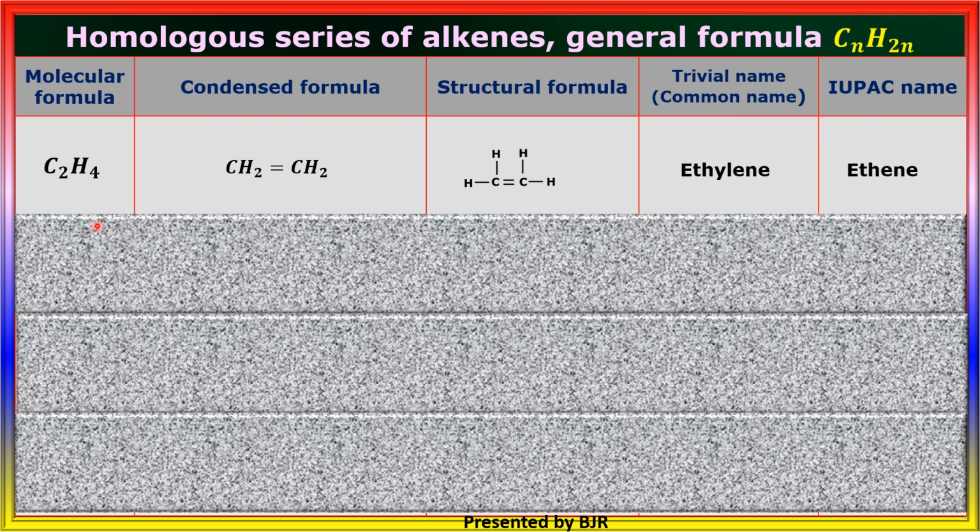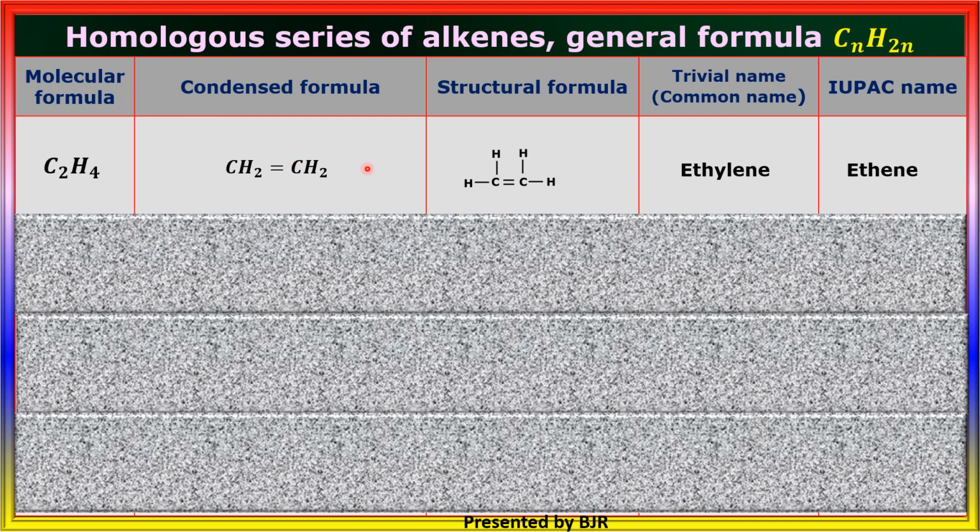The first stable member of alkene series is C2H4. When you substitute n for 2 in this formula, we get C2H4, and this one is the first member of alkene series and known as ethylene, common name, and ethene, IUPAC name.